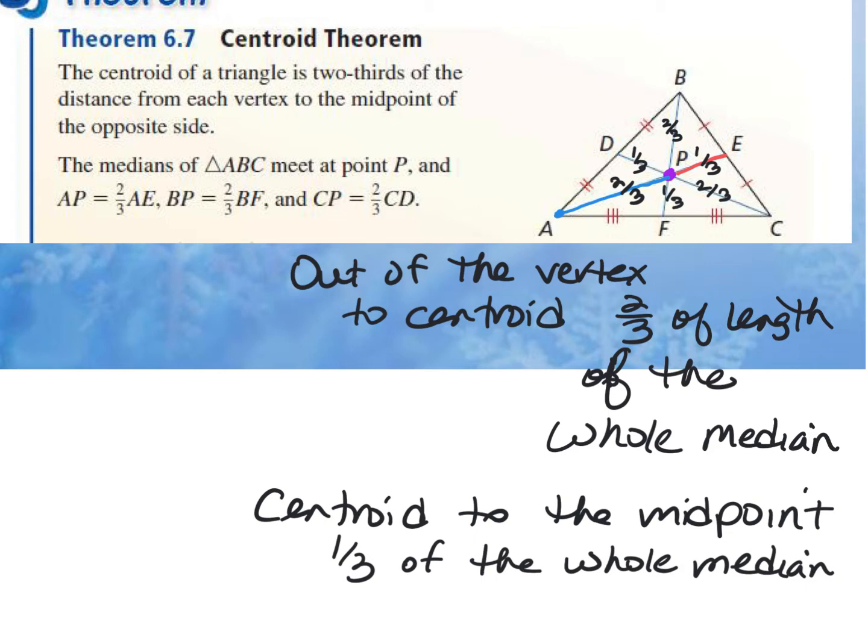This is so far out of the points of concurrency that we've already talked about. This one doesn't create any congruent segments. This one is going to be 2/3 and 1/3. If you remember the perpendicular bisectors and the angle bisectors, they created segments that were equidistant. So this one does not. So let's try an example of this one.